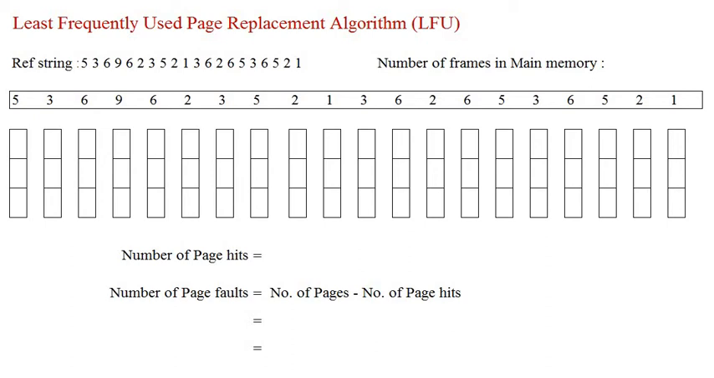Today our topic is least frequently used page replacement algorithm, simply LFU page replacement algorithm. In this algorithm, we consider a reference string, 5 3 6 9 6 and so on. These are numerical values, and we don't consider them as numbers; they can be considered as data. This data has to be inserted in our main memory in terms of frames.